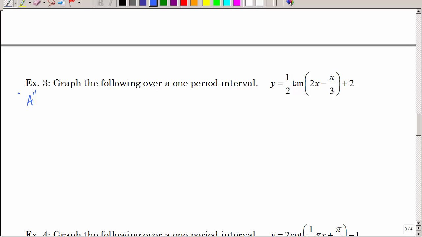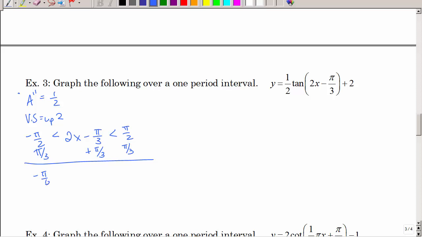So, again, my quasi-amplitude is 1/2, so it's a little bit squattier. The vertical shift is up 2. And I'm going to do just like I did on my sine and cosine graphs, except here, what am I going to fit it between? Not 0 and 2 pi. That wasn't my original. Not 0 and pi. That wasn't my original. My original graph was between those two asymptotes. That's what I'm going to do. So I'm going to add pi over 3 and get negative pi over 6 and positive 5 pi over 6. I'm going to divide everything by 2.